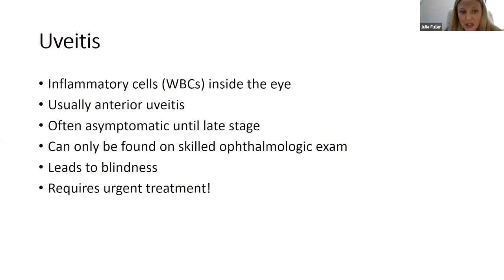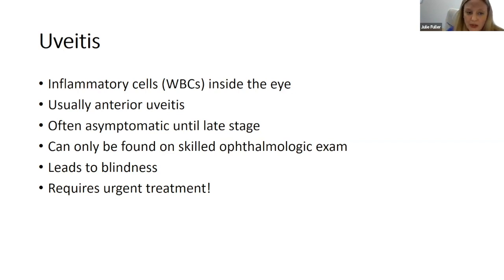So I wanted to mention briefly a few additional things, and I wanted to talk about uveitis quickly because many of our patients with childhood arthritis develop uveitis, and we're not 100% sure why that occurs. Uveitis is inflammatory cells, white blood cells, mostly neutrophils in the anterior chamber of the eye. And with pediatric arthritis, it's usually an anterior uveitis. You can get uveitis anywhere, including the posterior chamber, but that's not typical for JIA.